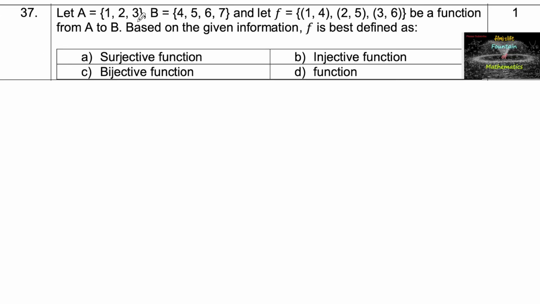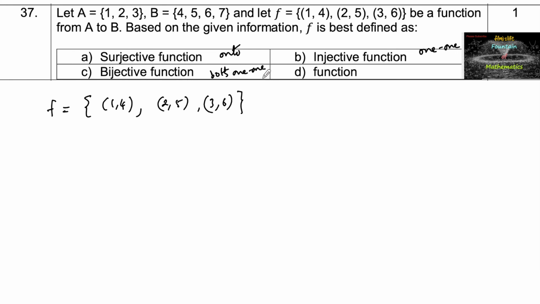Let A be the set {1, 2, 3} and B be the set {4, 5, 6, 7}, and let F be {(1, 4), (2, 5), (3, 6)}, a function from A to B. Based on the given information, F is best defined as whether it is a surjective function, surjective means onto function, or an injective function, that's a one-to-one function, or a bijective function, meaning both one-to-one and onto, or it is just a function. So let us check.